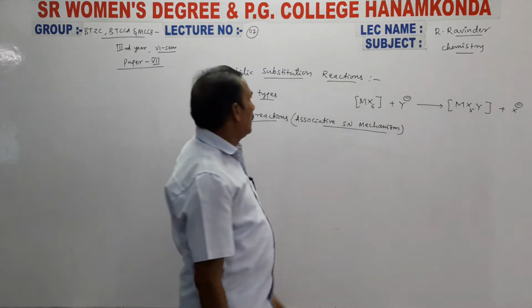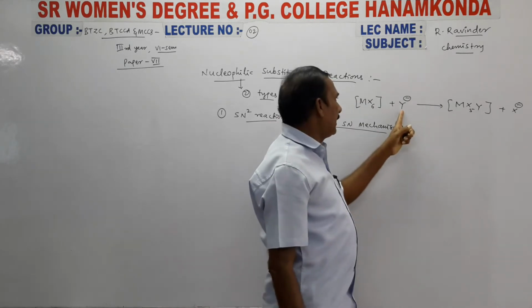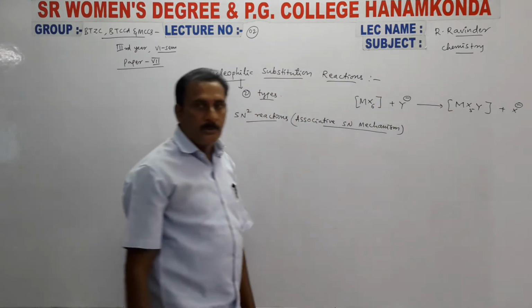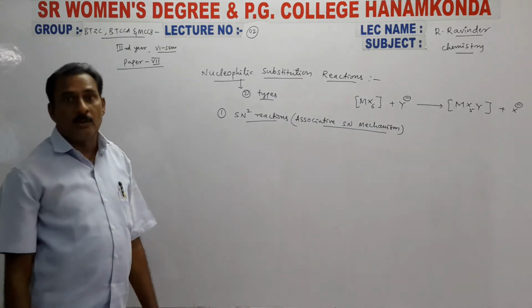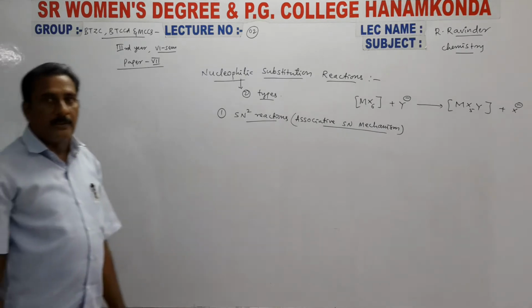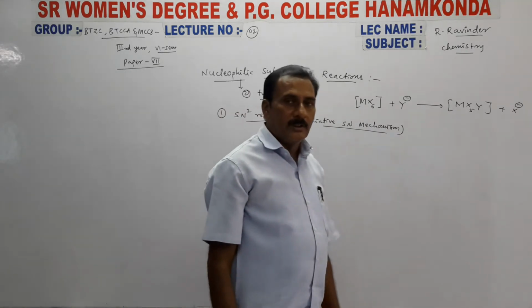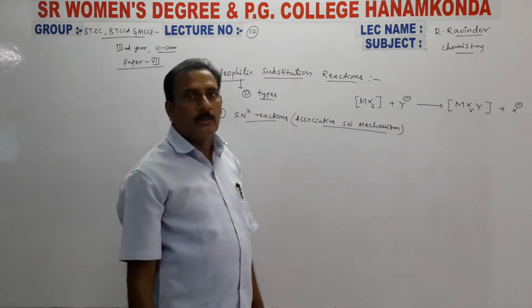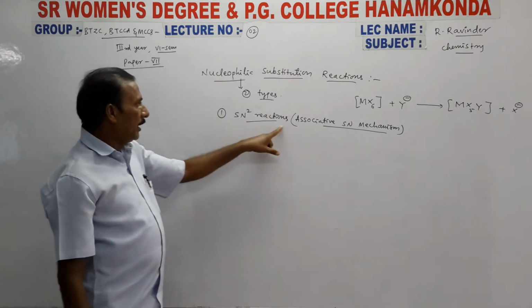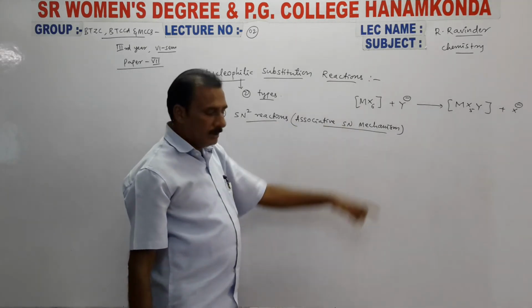The nucleophilic substitution reaction concept is the same. One ligand is replaced by another ligand, and this is called a nucleophilic substitution reaction. Depending upon the mechanism of the nucleophilic substitution reaction, these are classified into two types: SN2 reaction and SN1 reaction. SN2 reaction means bimolecular nucleophilic substitution reaction. The SN2 reactions follow an associative nucleophilic substitution mechanism.